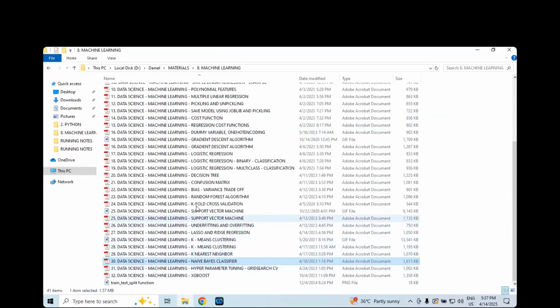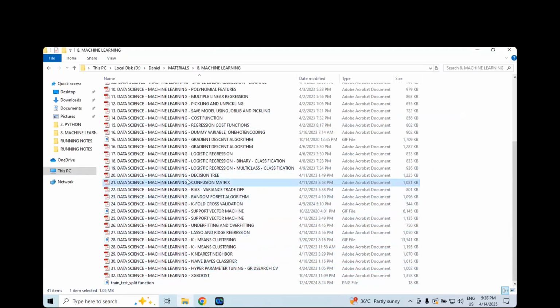I can say confusion matrix is pending. Lasso and ridge regression is pending. Except these two, we're done with everything, I guess. Let me repeat again. Hyperparameter tuning we're done with. This one is yet to be finished. And the next topic is called the confusion matrix. What is the next topic? Confusion matrix. Are you clear?